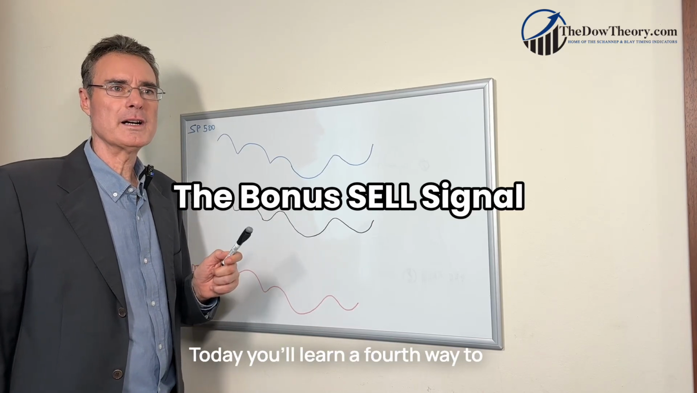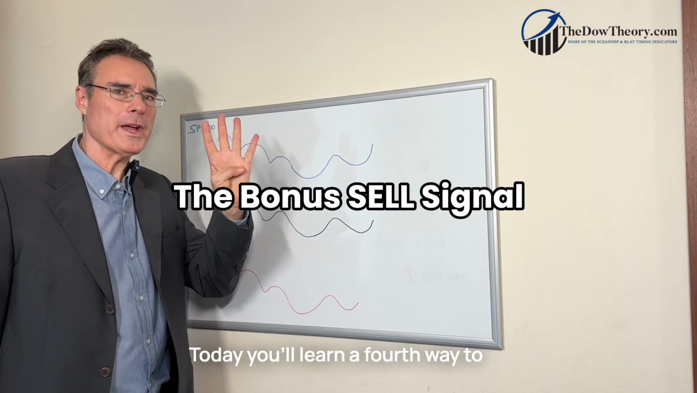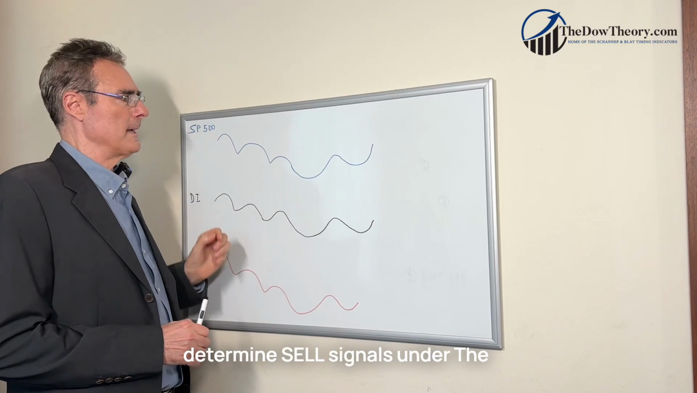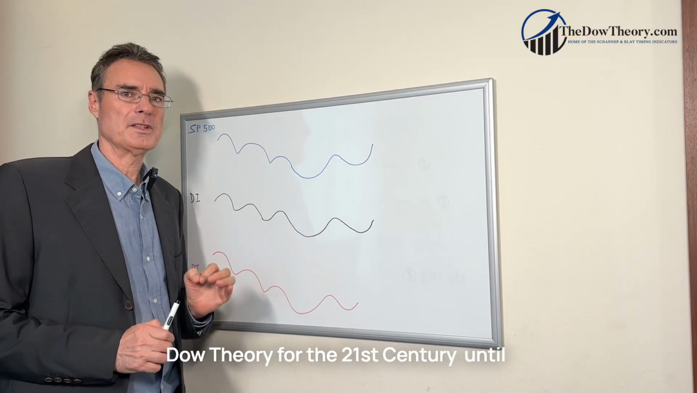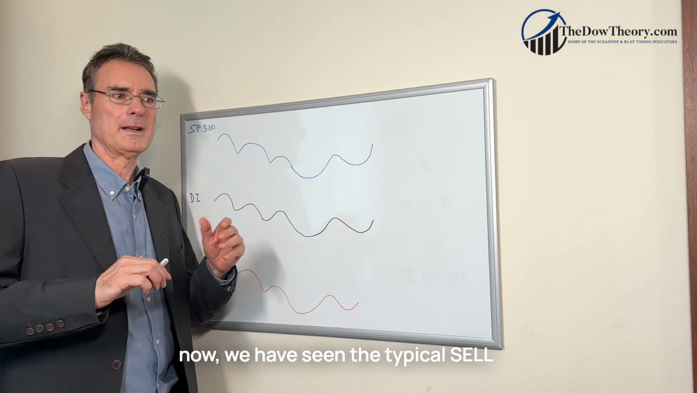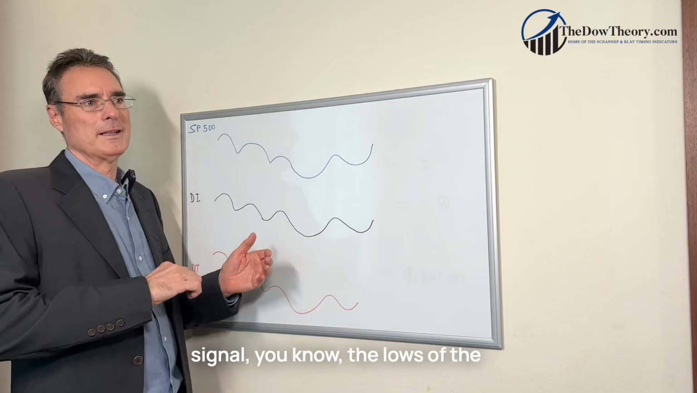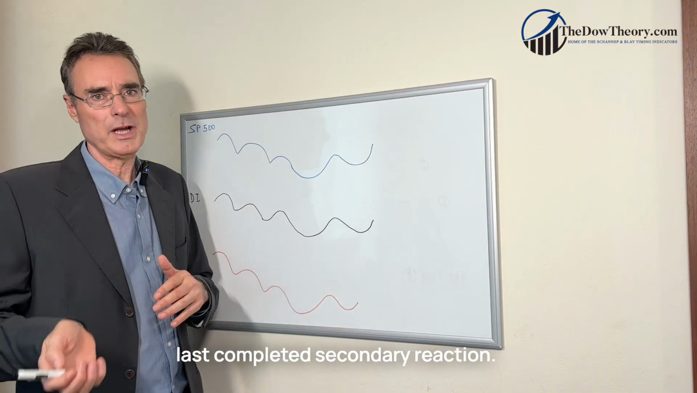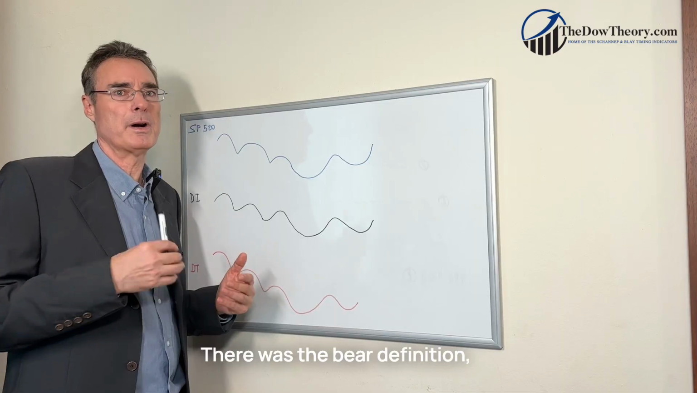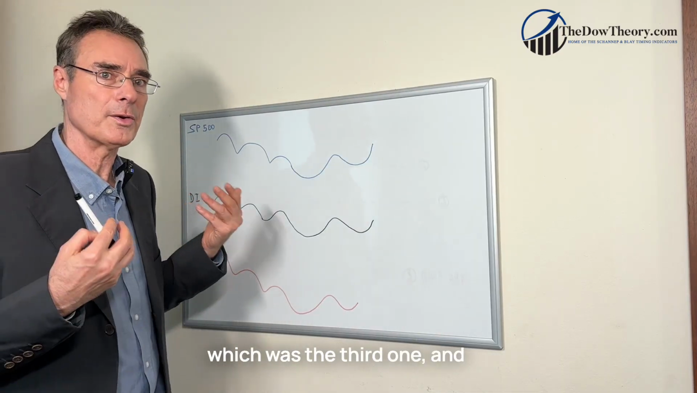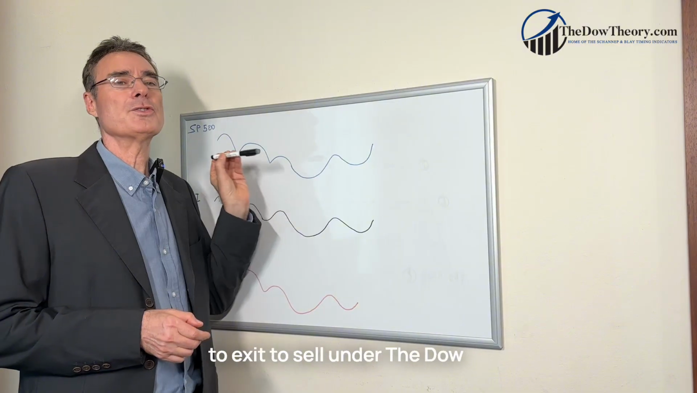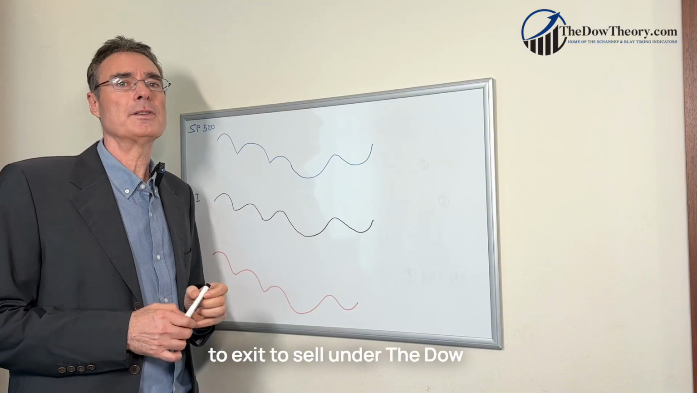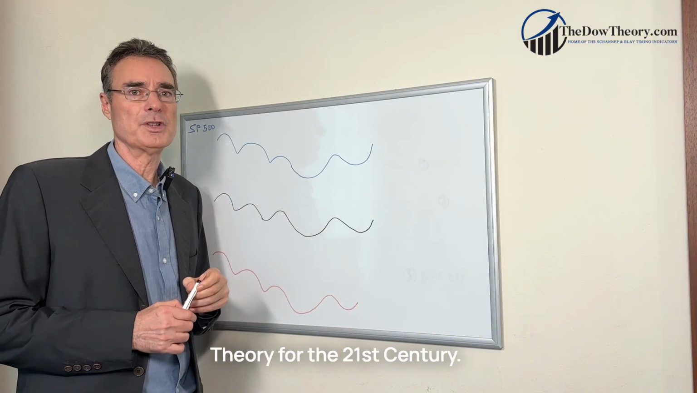Today, you will learn a fourth way to determine sell signals under the Dow Theory for the 21st century. Until now, we have seen the typical sell signal, the lows of the last completed secondary reaction. This was the second one. There was the bear definition, which was the third one. And now we explore the fourth way to exit, to sell under the Dow Theory for the 21st century.